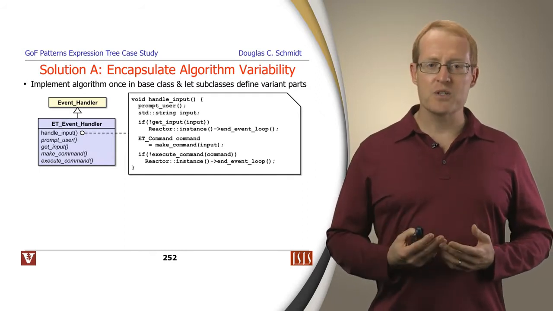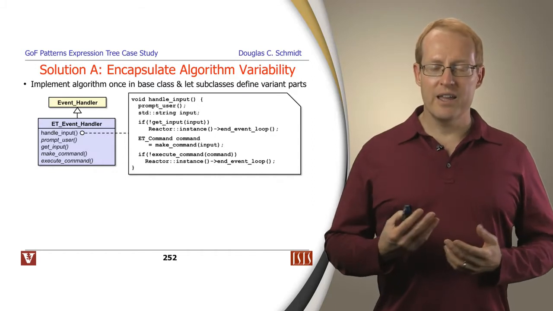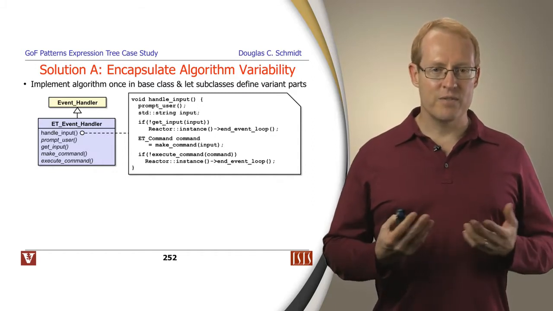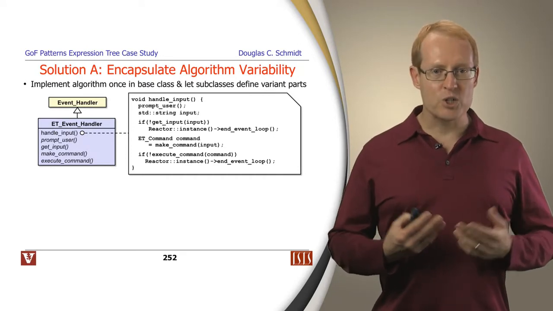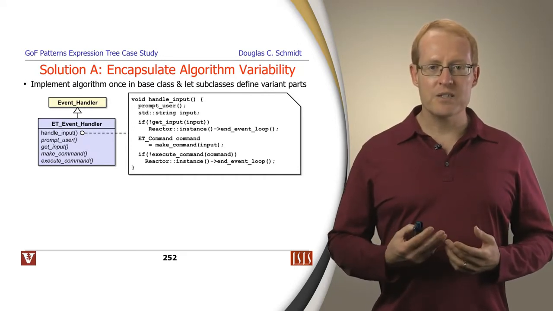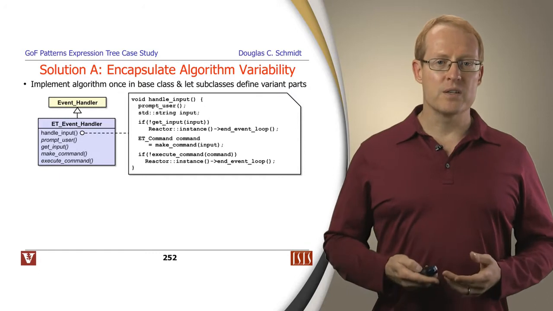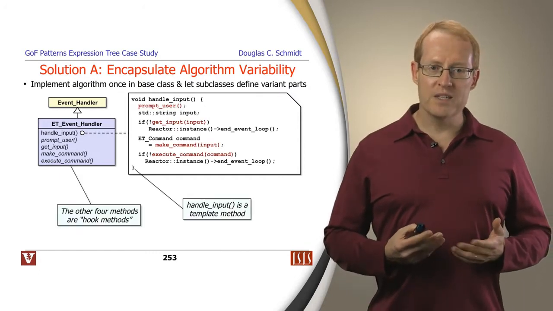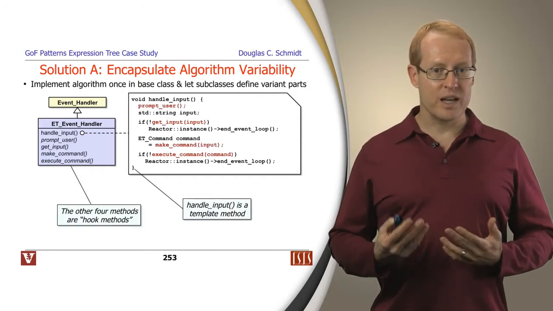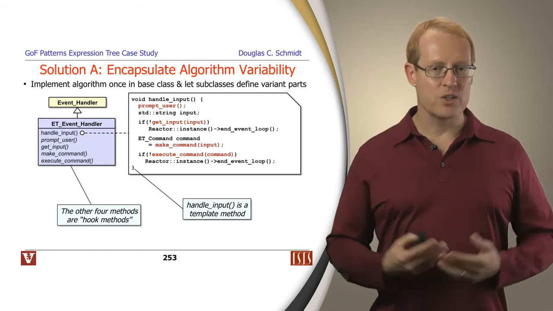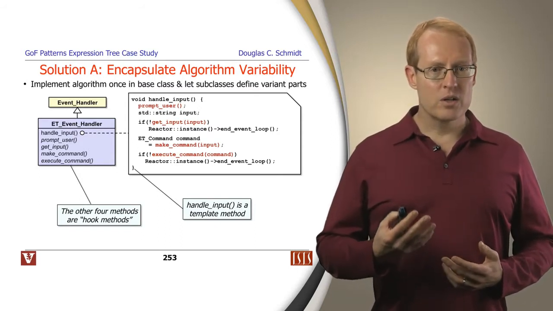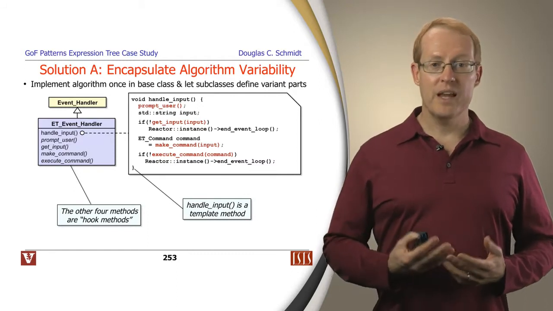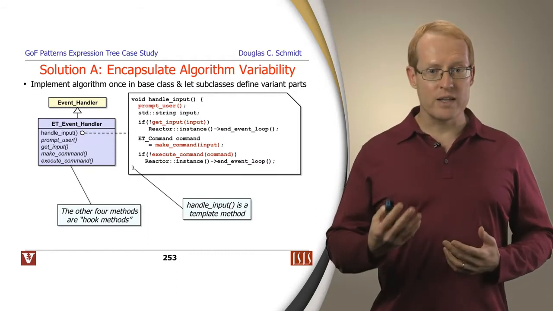So to illustrate how this works, you see we have our event handler hierarchy. So we have event handler base class, and then we define the ET event handler or expression tree event handler subclass, and it defines a number of methods. One of these methods is the handle input method, which is what's used to connect to the reactor when input events show up. And this input method has four so-called hook methods. And in fact, the handle input method is what's called a template method.